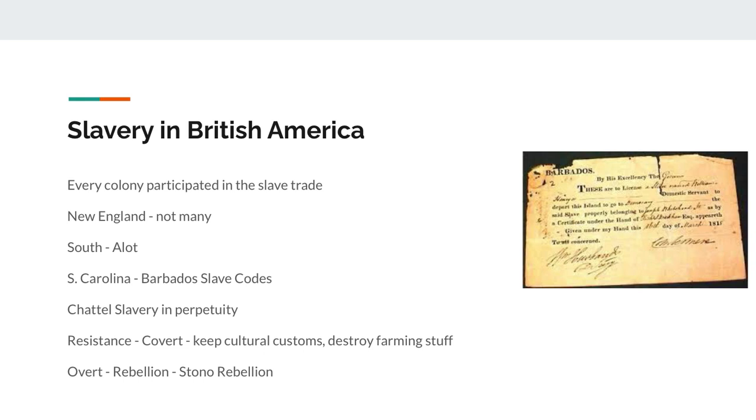Slavery in British North America, right? Every colony participated in it, even though we don't think about it that way. Even in New England, they had slavery, just not very much. And in the South, it becomes a way of life. Remember, people from Barbados are going to immigrate to South Carolina, similar climates, similar attitudes. And with them, they bring the Barbados slave codes, and the Barbados slave codes were super stringent slave codes. I think maybe in the picture here, you can't really read it, can you?